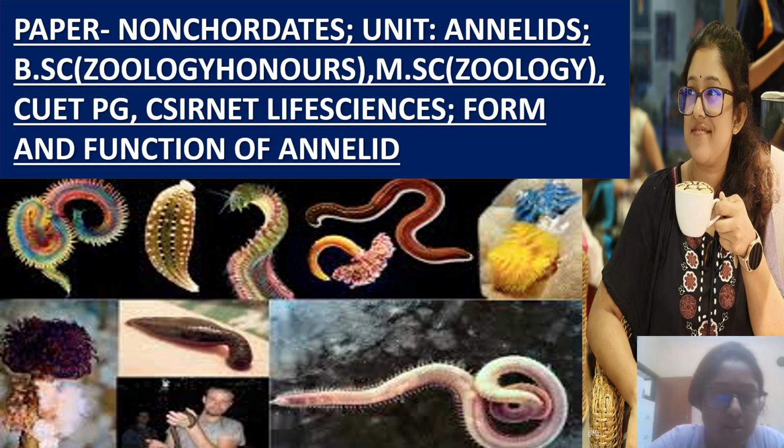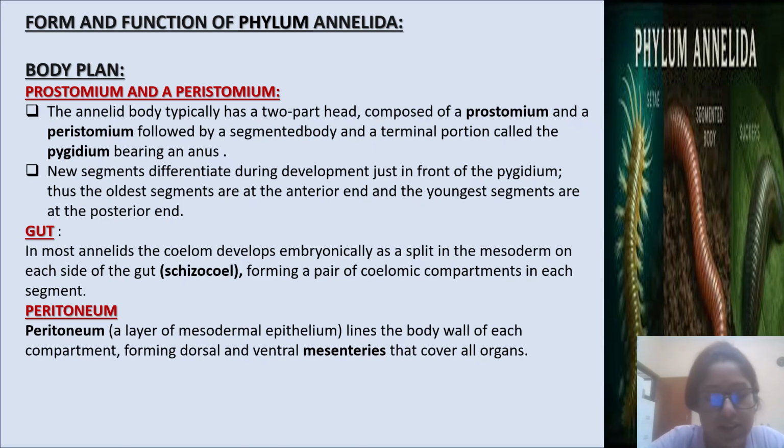Now, content for B.Sc. Zoology Honors, M.Sc. Zoology, CUET PG, and CSIR NET Life Sciences students. Paper: Non-Chordates, unit: Annelids, and the topic is form and function of Annelida. Their body plan. First point is prostomium and peristomium. Which is prostomium and peristomium?